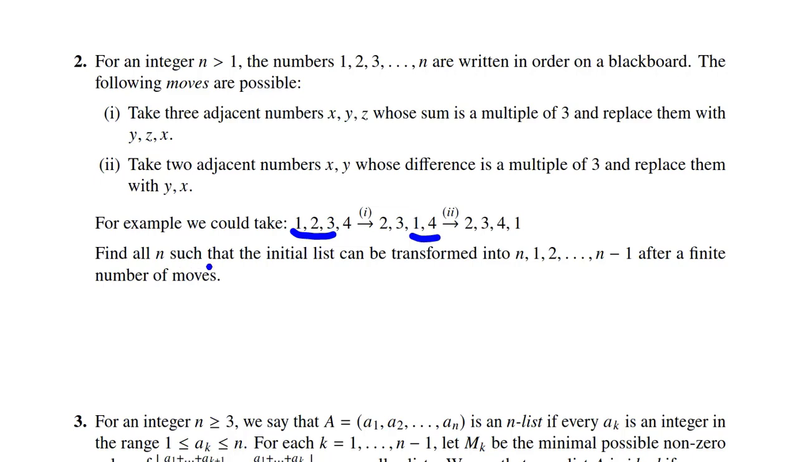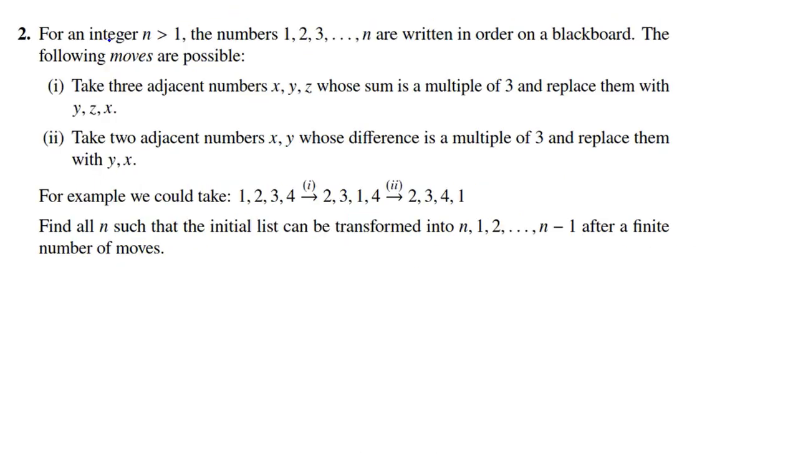And then it says find all n such that the initial list, which is 1, 2 to n, can be transformed into n, 1, 2 to n minus 1 after a finite number of moves. Because n is greater than 1, let's check n equals 2. 1, 2 should be changed to 2, 1. Is it possible? No, because we have only two elements, and their difference is not a multiple of 3. So n equals 2 is not possible.